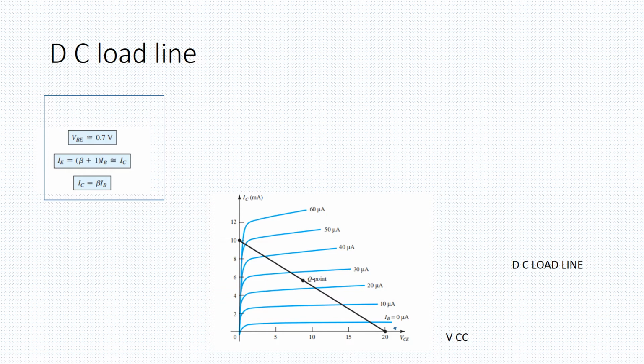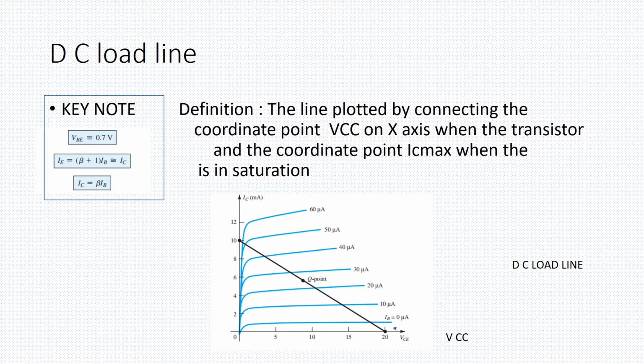DC load line. So the keynote, the important point to be remembered over here, is that the forward bias base to emitter voltage is 0.7 volts. Emitter current is (1 plus beta) times IB, which is approximately equal to the collector current. The collector current is also given as a product of the DC current gain and the base current. Fine. Now we have to define a DC load line.